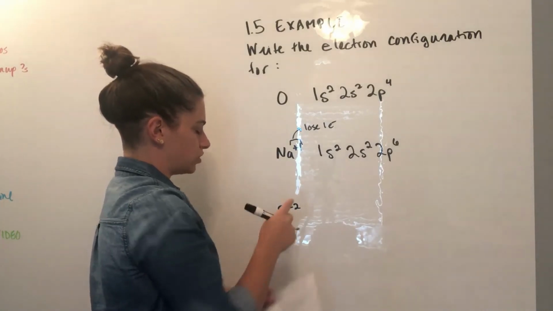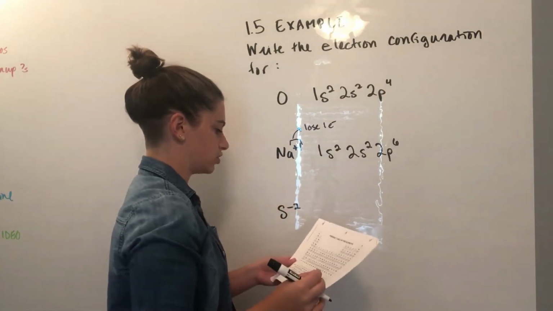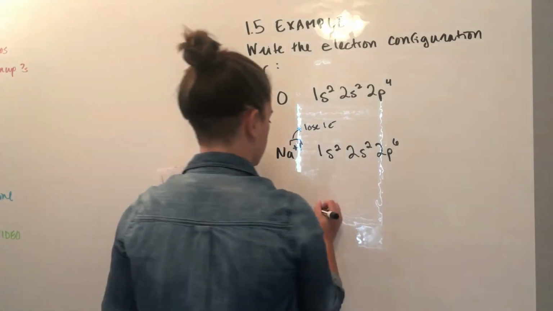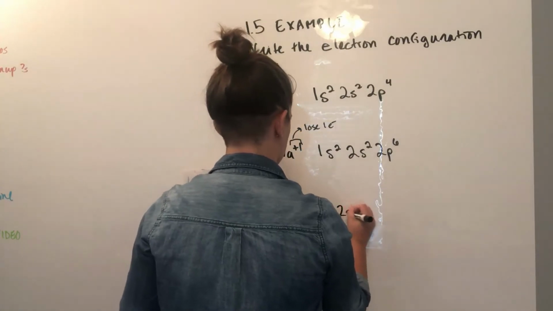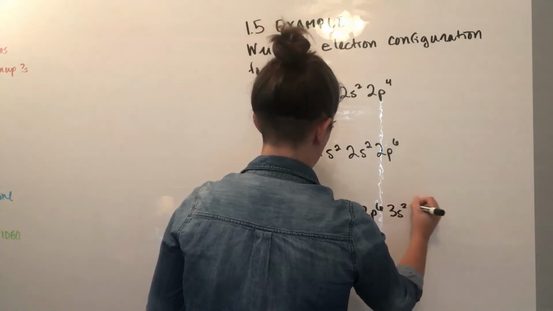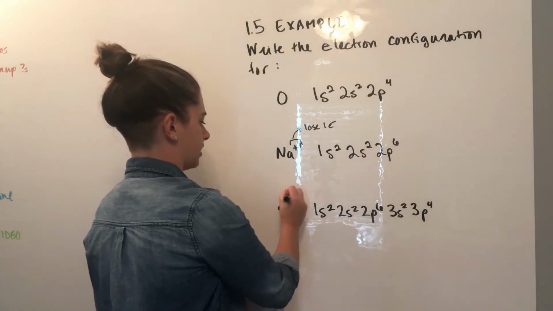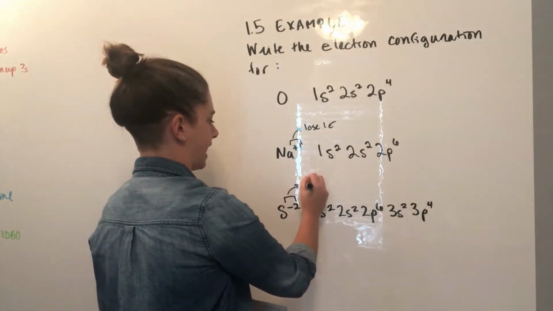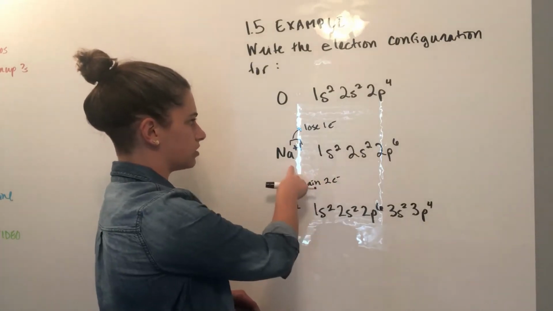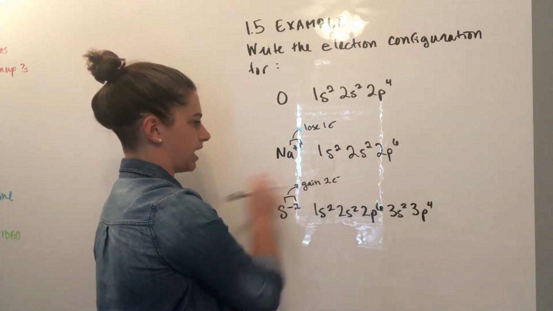Okay, sulfur minus 2, same thing. I'm going to write the neutral and then I'm going to modify for my -2 charge. So following the Aufbau principle, sulfur is number 16. We're going to start at 1s2, 2s2, 2p6, 3s2, 3p4. Now, my -2 charge means that I gain 2 electrons. So just like in sodium, I lost my 1 electron out of my highest energy level, I'm going to gain my 2 electrons in my highest energy level.